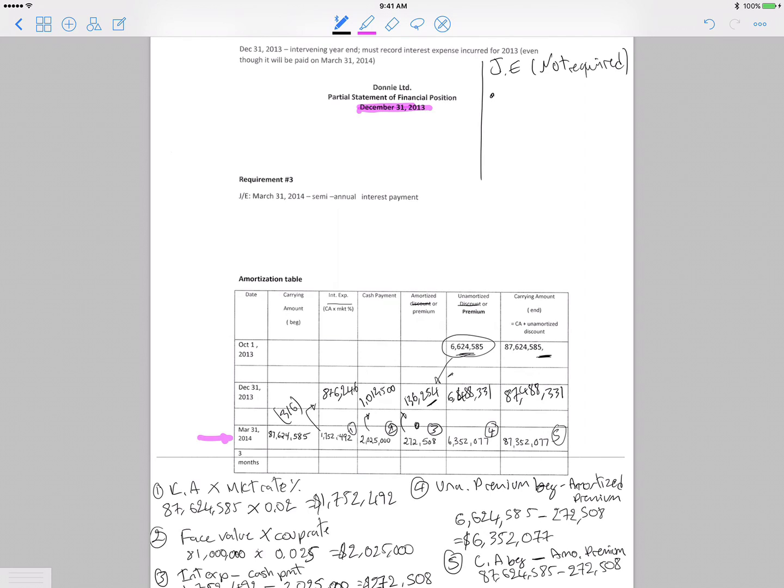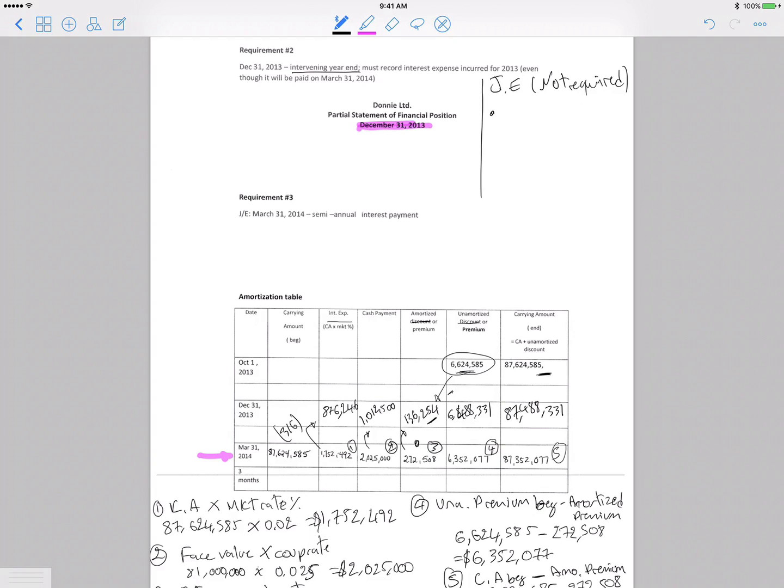So as of December 31st, 2013, we have an intervening year end. We have to record interest expenses that incurred for 2013, even though they will be paid only on March 31st, 2014. So interest expenses, we're gonna have to amortize our premium on bond. And then we're gonna have to record a liability of interest payables, since we're not gonna make any cash payment on December 31st. The cash payment is gonna be made on March 31st, 2014.